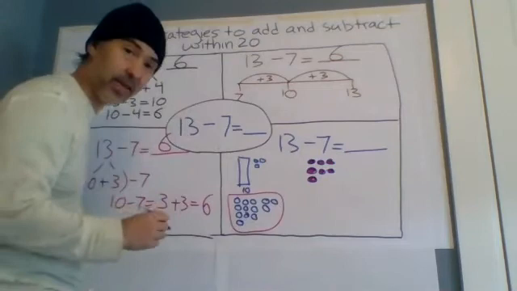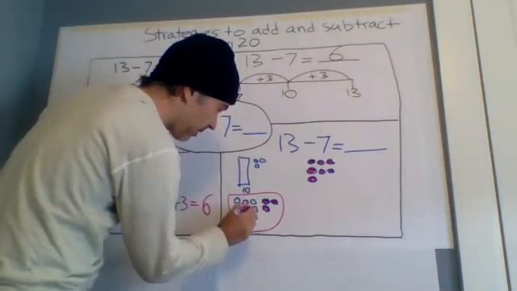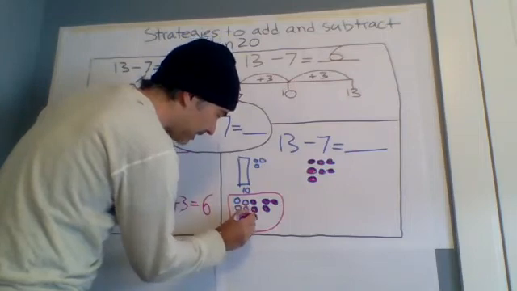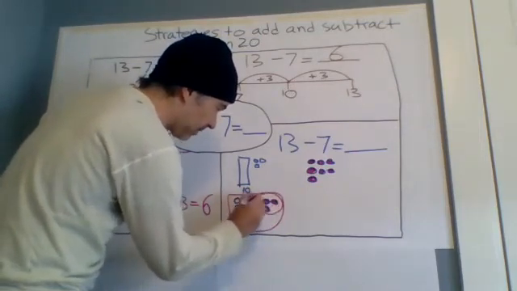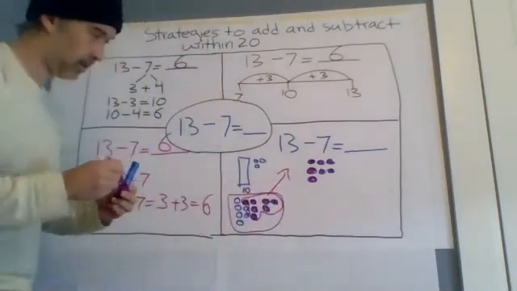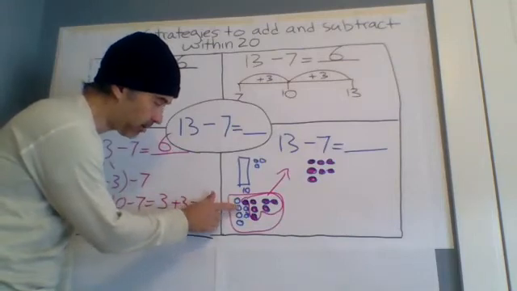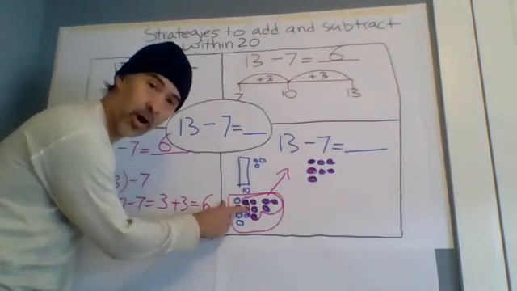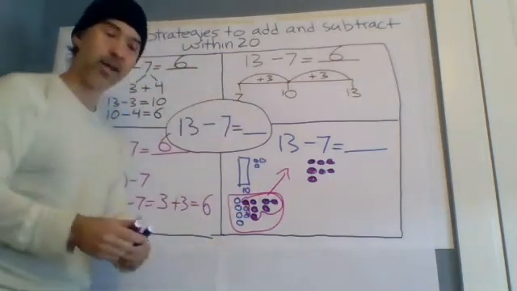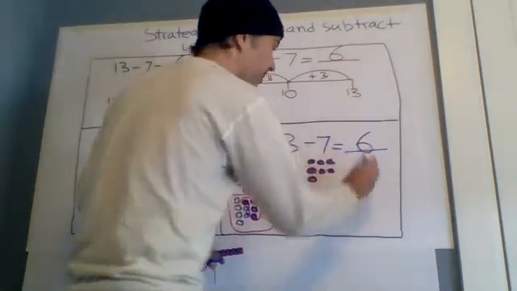So let's do this together. I'm going to take 1, 2, 3, 4, 5, 6, 7. Okay, I'm taking those out. What am I left with? 1, 2, 3, 4, 5, 6 ones. So again, I know that 13 take away 7 leaves me with 6.